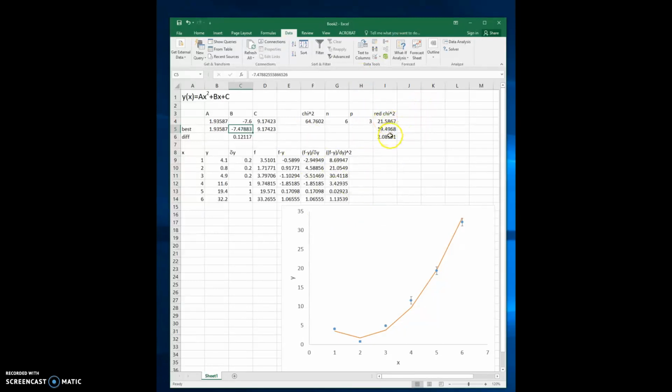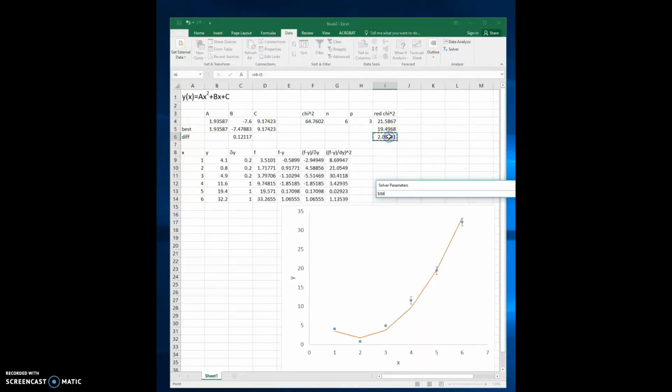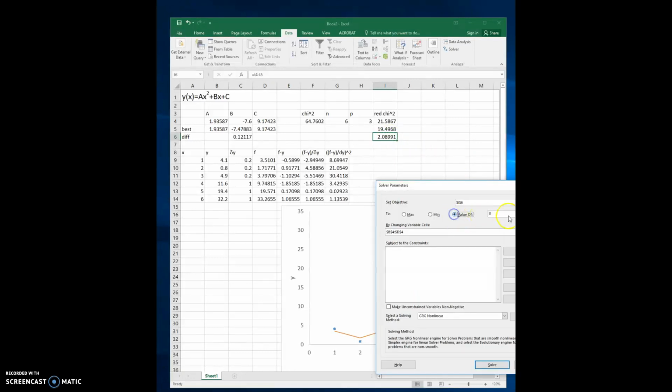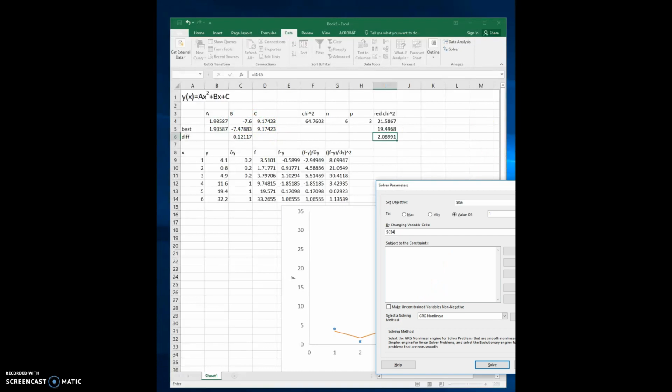And so we can just run the solver again, and we're trying to get the difference to be equal to 1. So we'll run the solver again, and now our objective, instead of minimizing chi-squared, is to make our reduced chi-squared difference right here reach a value of 1. And we're not going to change all the parameters. We're just going to change our b parameter. We're going to hold the other ones constant.